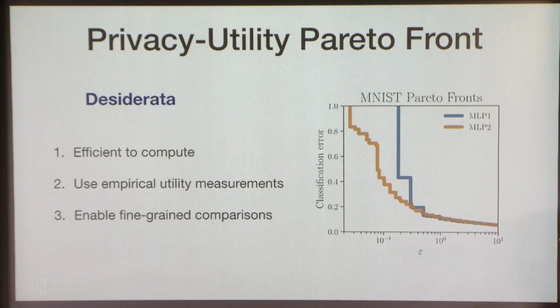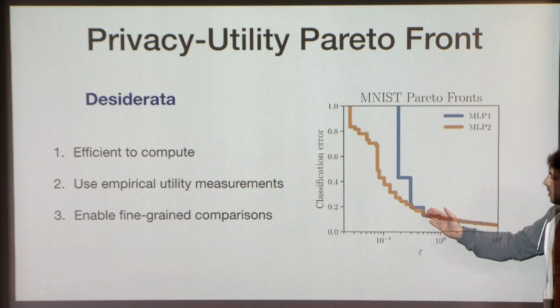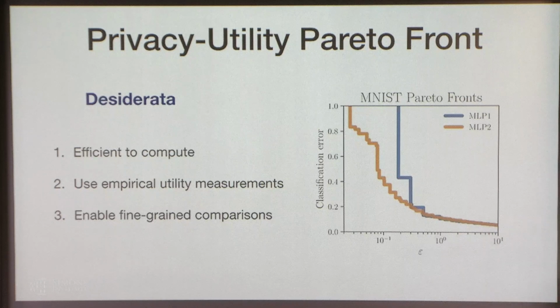And finally, what we would like to be able to do with these plots is to enable fine-grained comparisons. Like, for example, in this experiment that we did, we took the MNIST data set and we tried two multi-layer perceptrons. So they're neural networks, they're not very deep. But we tried two architectures, and we're trying to see whether one architecture is better than the other in terms of achieving a good privacy utility trade-off. And we wanted to do that in reasonable time.